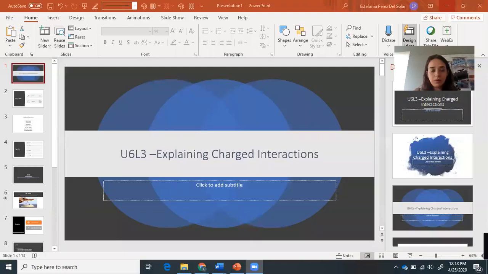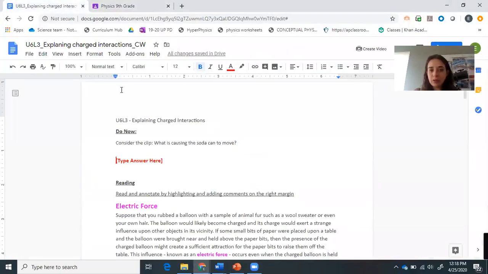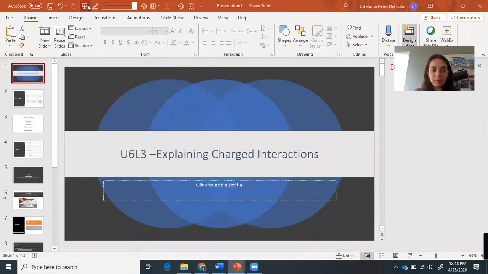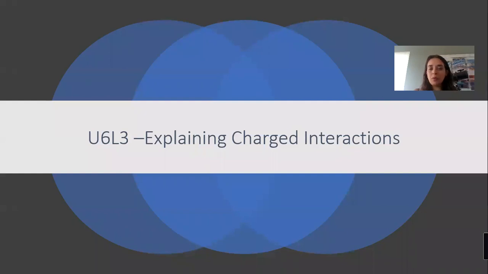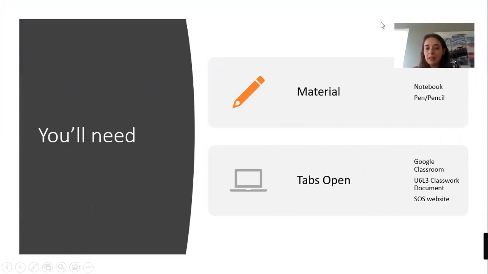For today, you should have your Google Classroom open and your classwork document open. Remember, we try to keep our tabs at the minimum in order to minimize our distractions. So again, today we are going to be explaining how charge interactions occur. The materials that you'll use today are your notebook, your pen and pencil, and then the tabs that I just explained.